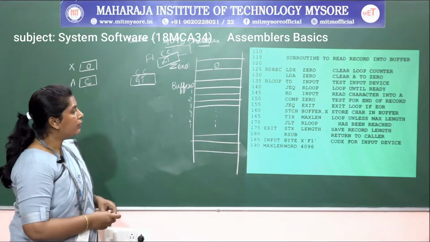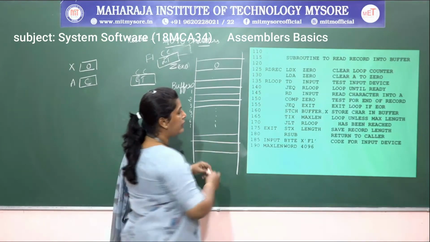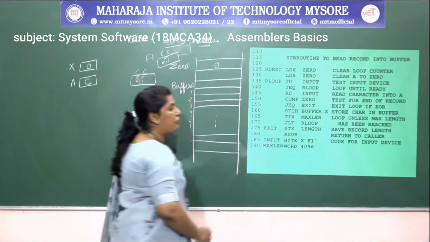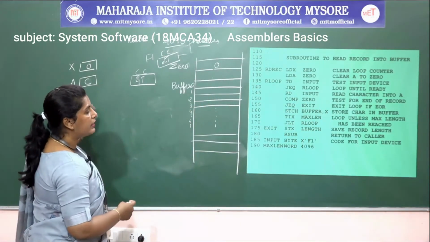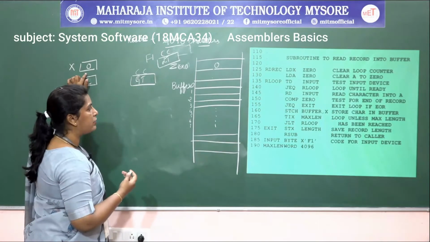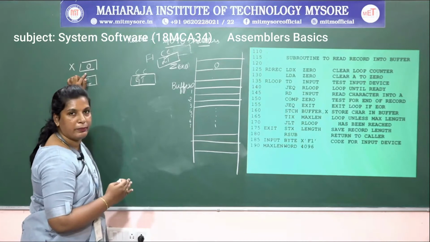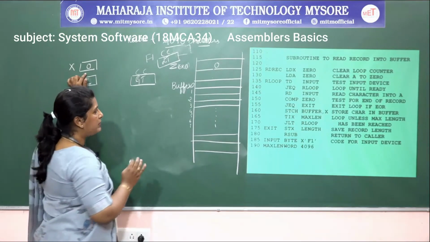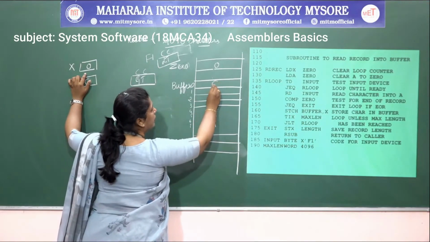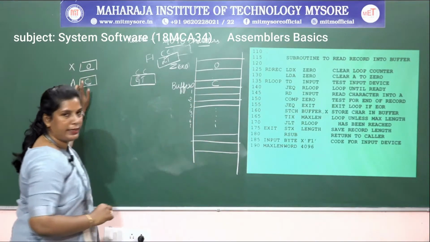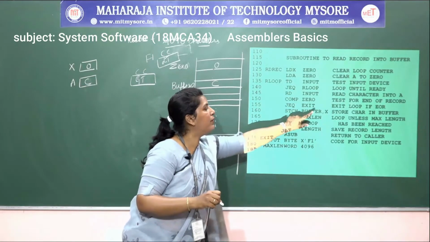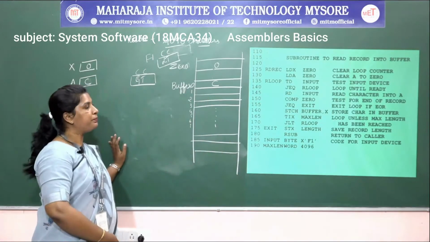So what I need to do here is store the character to the buffer with the index register value 0. What is the index register value at that time? 0. What is the buffer memory location? I don't know that buffer memory location right now. So it is going to store the character C from the accumulator into the first memory location of that buffer. Store character from the accumulator to the buffer with index value 0. Alright.